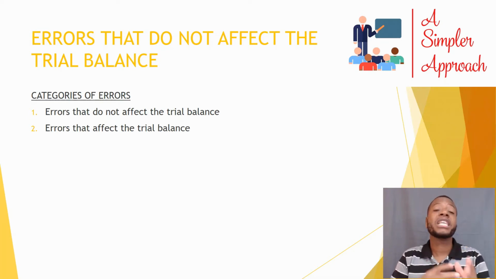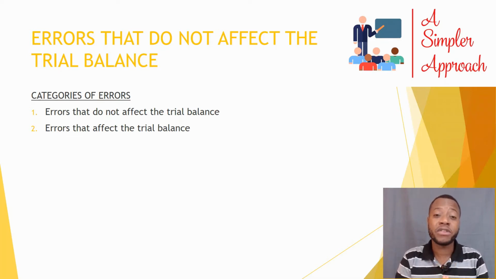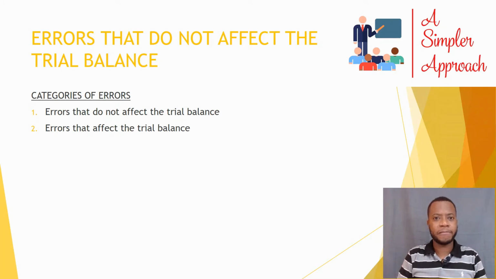However, these errors were made: error of omission, error of commission. And because of these errors, they do not affect the trial balance. So it is easy to overlook them upon the conclusion that the trial balance is balanced, so everything is fine. And that's one of the major drawbacks to these errors. Because they don't affect the trial balance, they are not often spotted until time has passed.